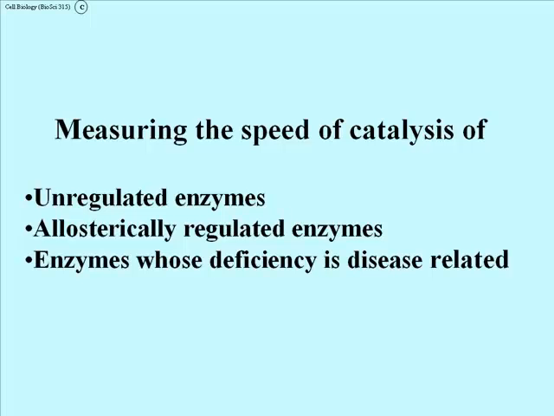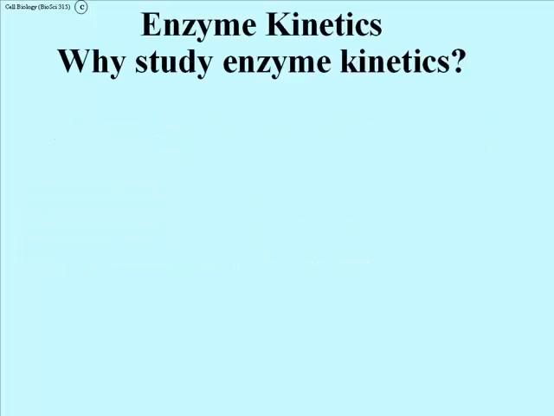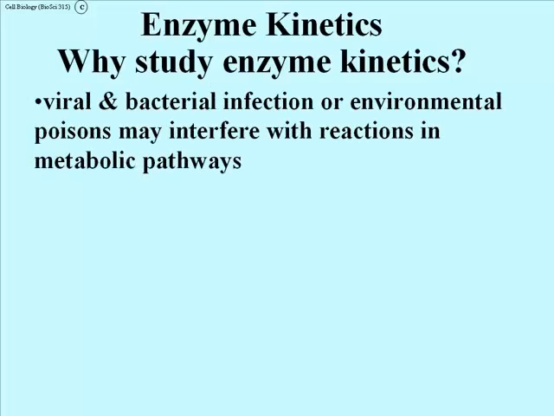We can measure the speed of catalysis of allosterically regulated enzymes in the presence or absence of their allosteric effectors to see how much faster or slower an enzyme might work. We do all these things in part because there are good clinical or medical reasons to do so. Enzymes often malfunction because of disease from external factors like bacteria or even genetic factors. So here's why we study enzyme kinetics, summarized.